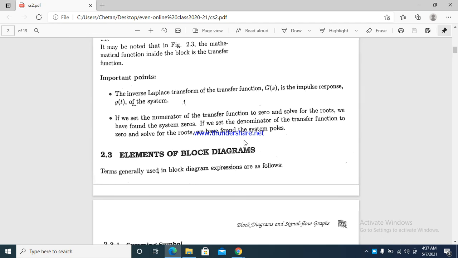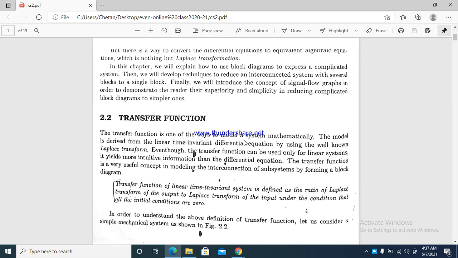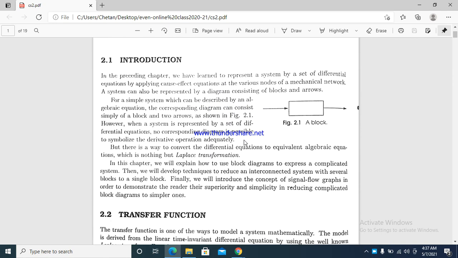In last class we were discussing the block diagram and signal flow graph. We'll continue that same topic today in this session.